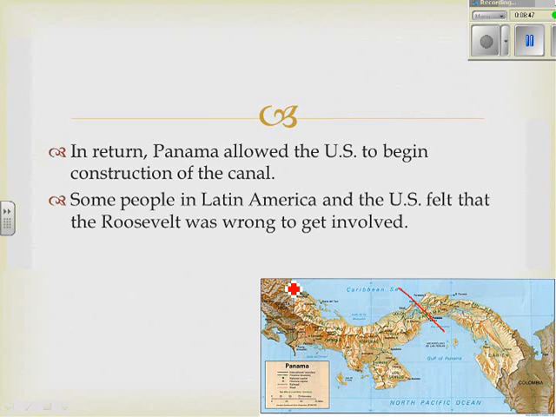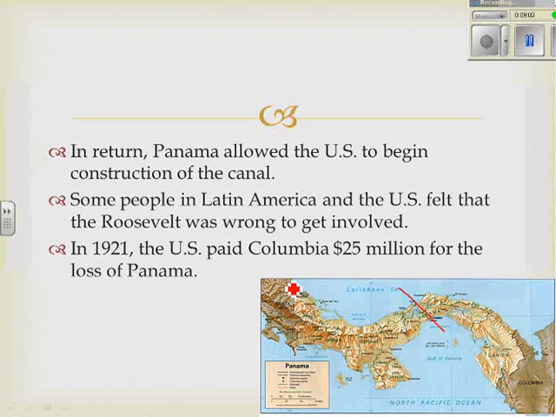And then you can start to imagine that not everybody is going to be happy that the United States really was kind of a bully in some regards, that we pushed Colombia into granting independence to Panama in order to have the canal built. And then in retrospect, a couple years later, the United States is going to reimburse Colombia for losing Panama.